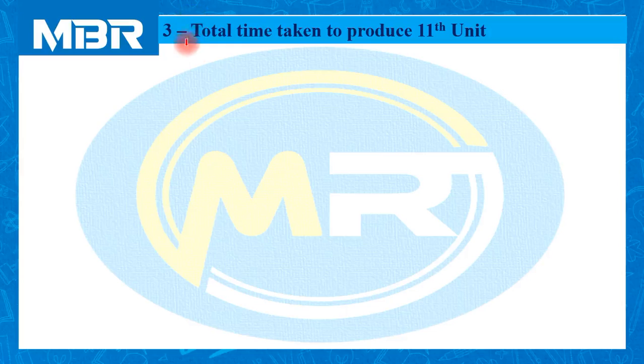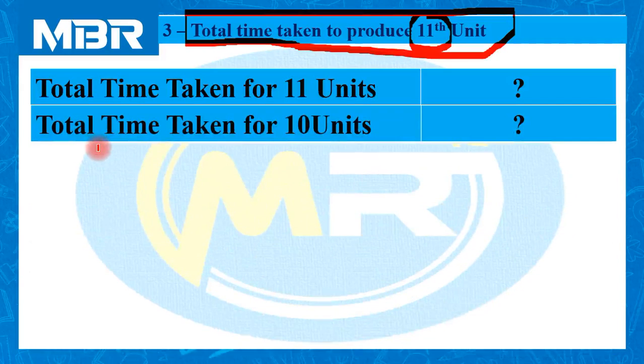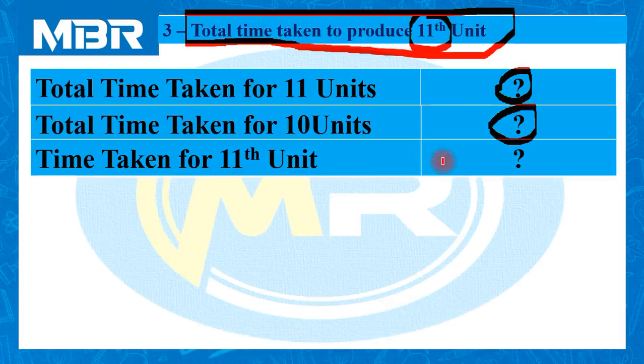In this question, the examiner has demanded the total time taken to produce the 11th unit of output. As you all know, if we want to calculate the time taken for the 11th unit, we need to calculate the total time taken for 11 units, which is not available to us, and the total time taken for 10 units. This information is also not available. And the difference of total time taken for 11 units and total time taken for 10 units is referred to as the time taken for the 11th unit.